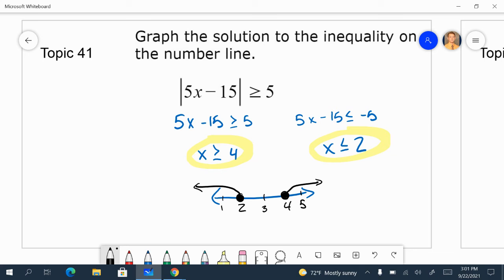And you can check to make sure. You can check 3. Plug in 3 really quick. If I plug in the number 3, 3 times 5 is 15. 15 minus 15 is 0. And 0 is not greater than or equal to 5 like it says there. So that wouldn't work. Everything else should work, though. Everything outside, like a 1, if you plug that in, I'm not going to go through any more plugging in. You guys can do that on your own. If you plug in 1 or if you plug in 5, they're both going to work.